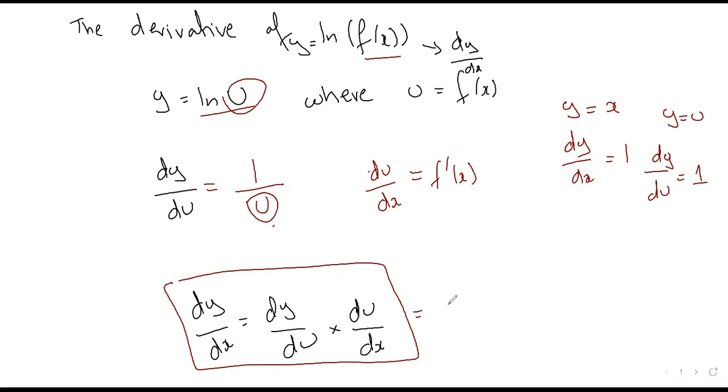dy by du is 1 by u. I'll be explaining this again, don't you worry. Into f dash x, and this u, what was this u? Can you find this u somewhere up there? Yeah, u was f of x. Excellent. f dash x.